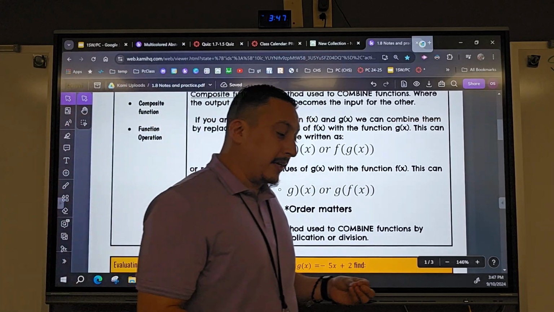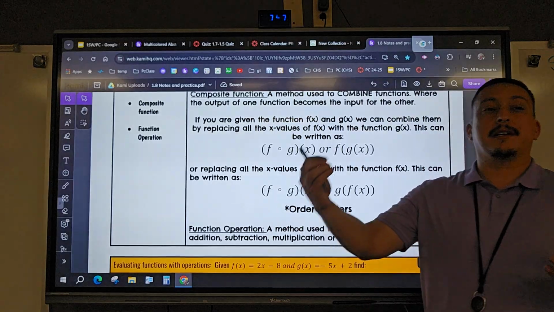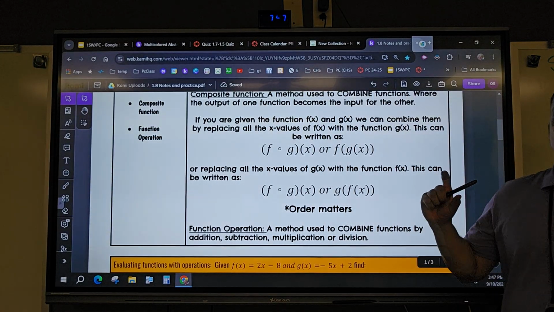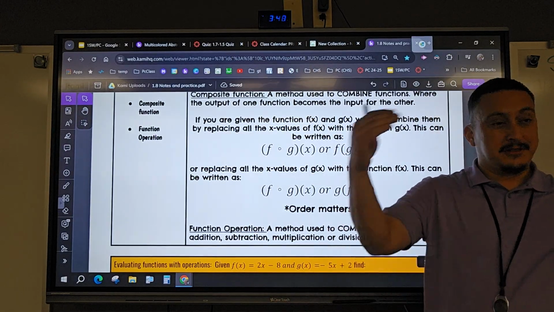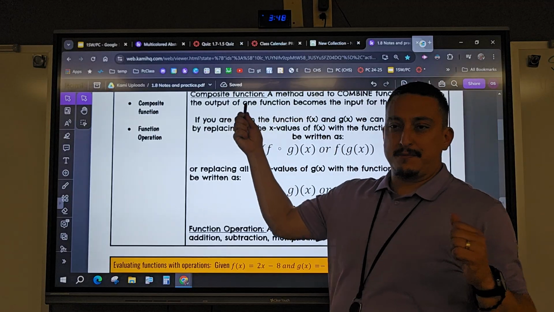So rather than plug in a number, like you've been doing, like you just did a few minutes ago where you plugged in a number into an equation and you've been doing that for years, you're gonna plug in one equation into another equation. So they plug into each other, okay? That's what we mean by when we say composite functions.